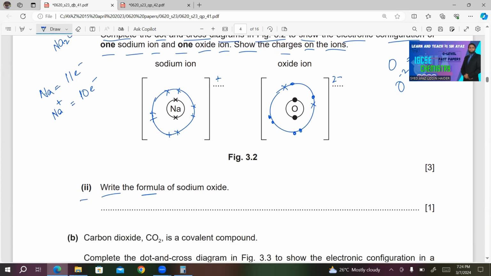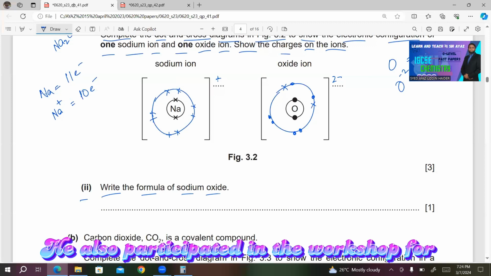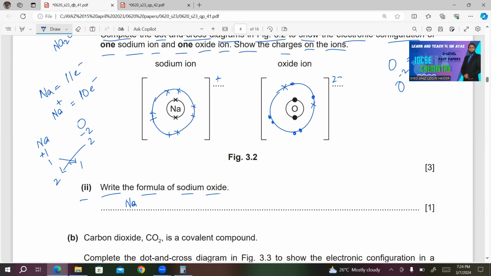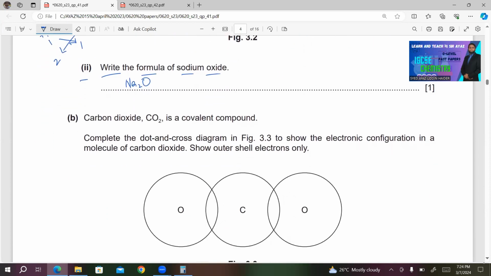Number 2, write the formula of sodium oxide. I have just worked out the formula. I will do this again. Sodium, oxygen. Sodium belongs to group 1, +1. Oxygen belongs to group 6, -2. Ignore the charges, 1, 2. The subscripts will be exchanged, so we will get Na2O. This will be the final formula for sodium oxide.